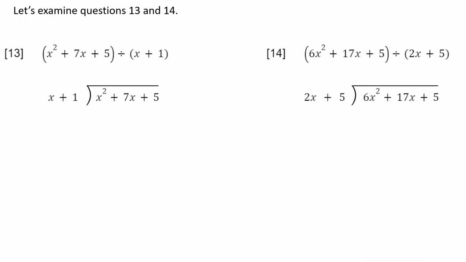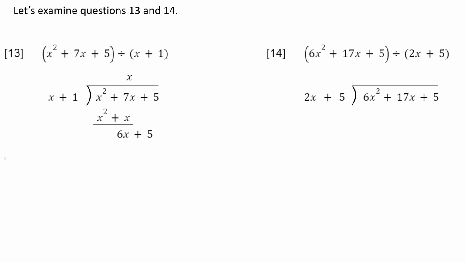Notice in each case I've rewritten them as long division. I believe that's what the instruction said. Okay, so number 13. How many times will x go into x squared? I'll need an x, all right? X times x will make x squared. And then 1 times x will make x. Subtract. X squared, subtract x squared cancels. 7x, subtract x gives me 6x. Bring down the next term. Bring down that positive 5.